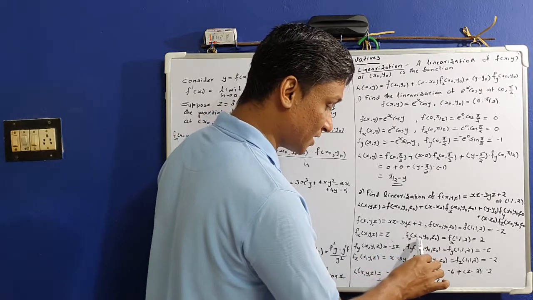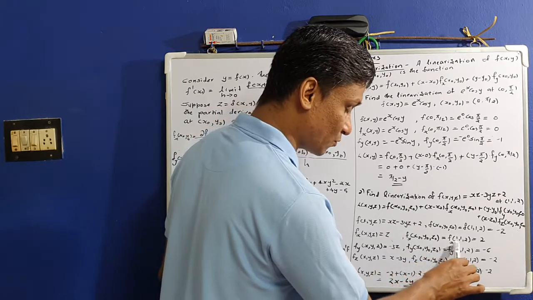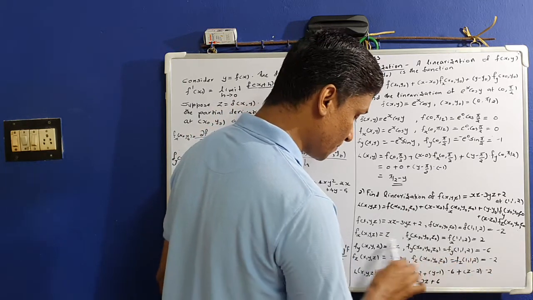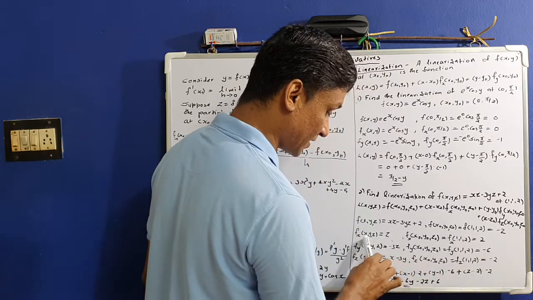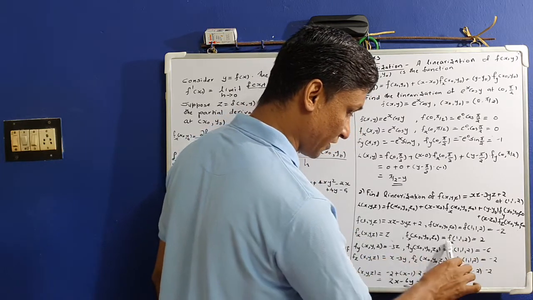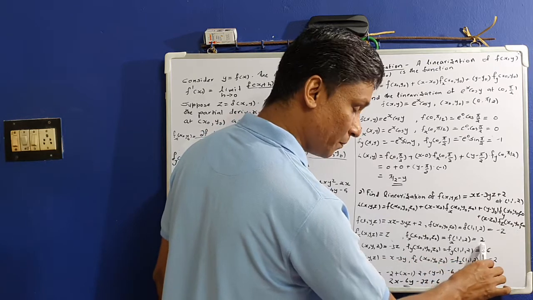Now fx(x0, y0, z0) equal to fx(1, 1, 2) is simply 2, because fx(x, y, z) is z. So fx(1, 1, 2) is simply 2.